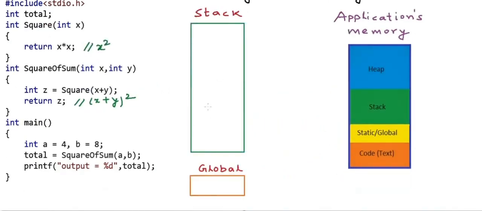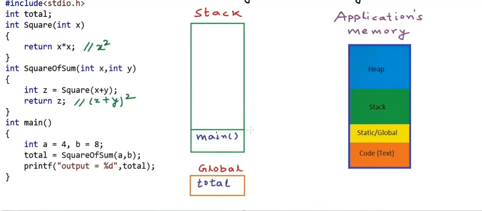Let us say this rectangle in green here is memory reserved as stack, and this rectangle in orange is the memory reserved as the static or global variable section. When the program starts executing, first the main method is invoked. When the main method is invoked, some amount of memory from the stack is allocated for execution of main, and this total is a global variable, so it should sit in this section.